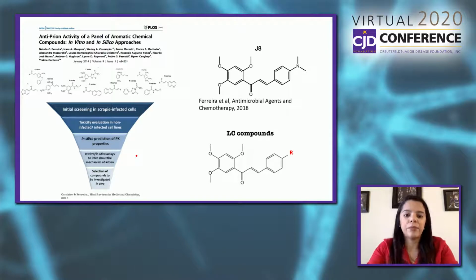So where did my project start? A few years ago, I analyzed a library of 200 compounds, and by using different approaches, I found a lead compound that we call J8. Based on the structure of this compound, my Brazilian collaborators planned and synthesized a new series of compounds that we call LCs.